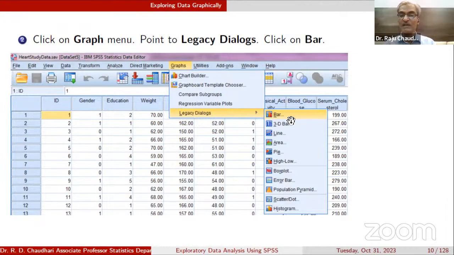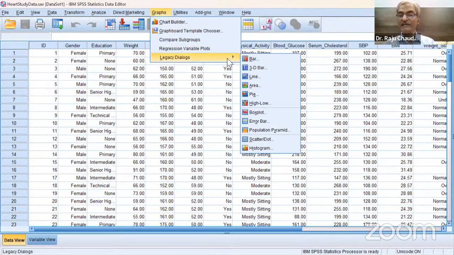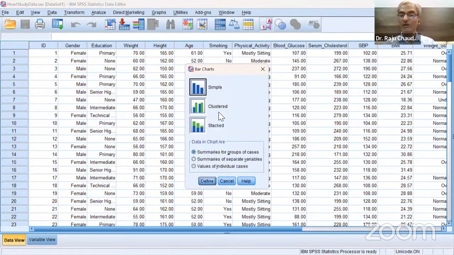that is Bar. Okay. So when we click Graphs, then Legacy and Bar, it will pop up a new window. It shows different options for the bar chart. So the first one is a simple bar chart. The second one is a clustered bar chart. The third one is a stacked bar chart, right? Now, depending upon the type of bar chart, we have to select appropriately.